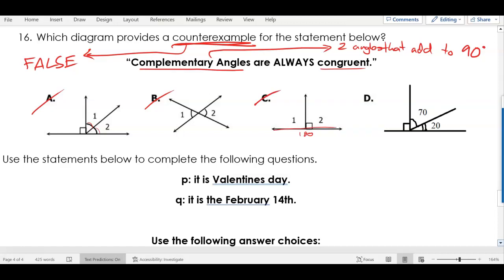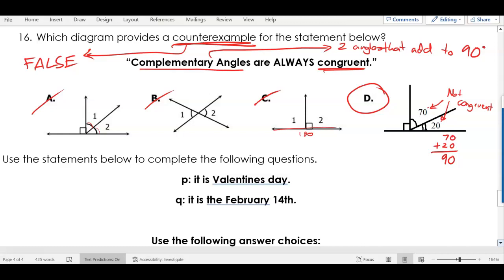Letter D. 70 degrees and 20 degrees. Hey, those are complementary. But are they congruent? No, these are not congruent. And they add up to 90. I mean, I know you hopefully know this mentally, but just making sure. Well, that means they're complementary, but they're not congruent. So this is a perfect counterexample to that claim. Do you see how a counterexample proves it is false?